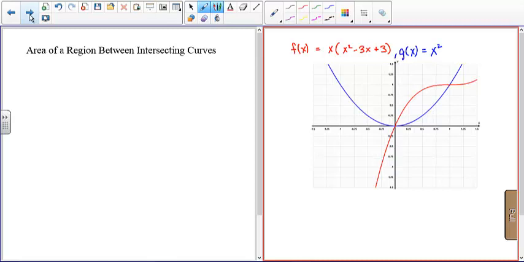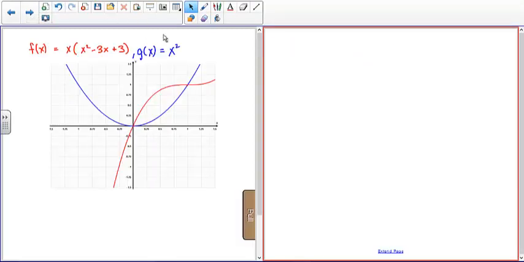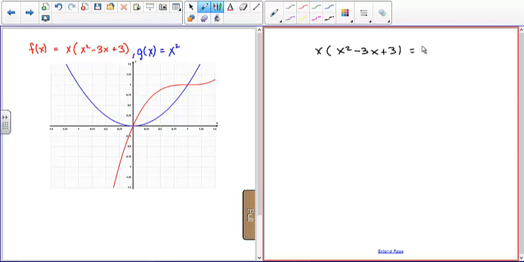Okay, so to find the intersection of any two functions, you just set them equal to each other and then solve for the values of x where they're equal. So we're going to set x times x squared minus 3x plus 3 equal to x squared. We multiply the whole thing out, so we get x cubed minus 3x squared plus 3x equals x squared. We subtract x squared from both sides, so we get x cubed minus 4x squared plus 3x equals 0.